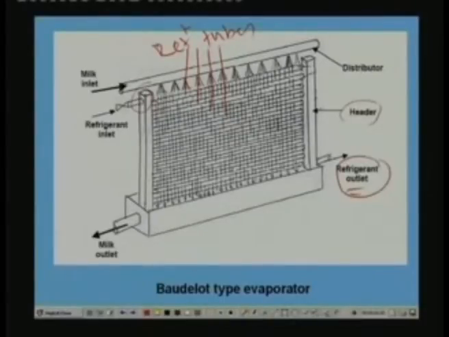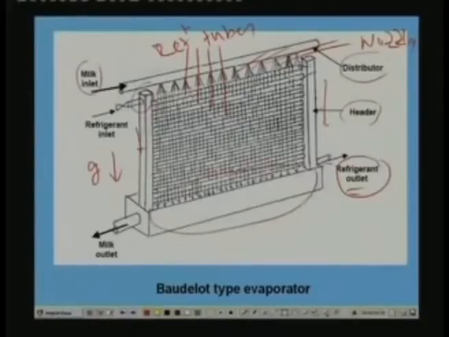Now the liquid being chilled, for example milk, enters into the header which is kept at the top. You can call this a header or distributor. This has several nozzles. You can see that these are all the nozzles. Through these nozzles the liquid that is being chilled falls onto these refrigerant tubes because of gravity. So gravity is in this direction, so the liquid falls on the tubes and trickles down, and finally it gets collected in the bottom tank. The chilled milk or chilled water gets collected in this bottom tank. From the bottom tank it is taken out.